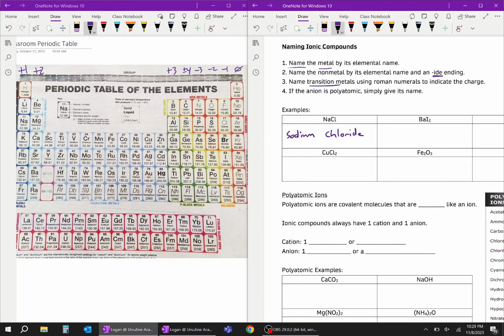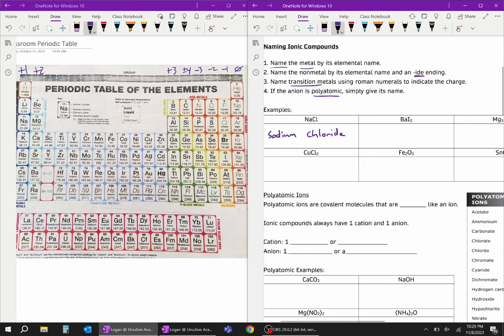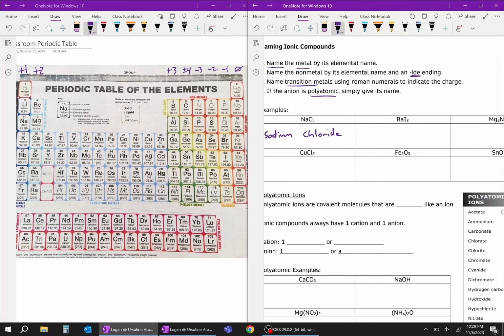This has to do with transition metals. This has to do with something called polyatomic. We'll get to those in a moment. Barium and iodine. I name the metal, barium. I name the nonmetal, allowing it to end in "ide." Iodide. This is barium iodide.